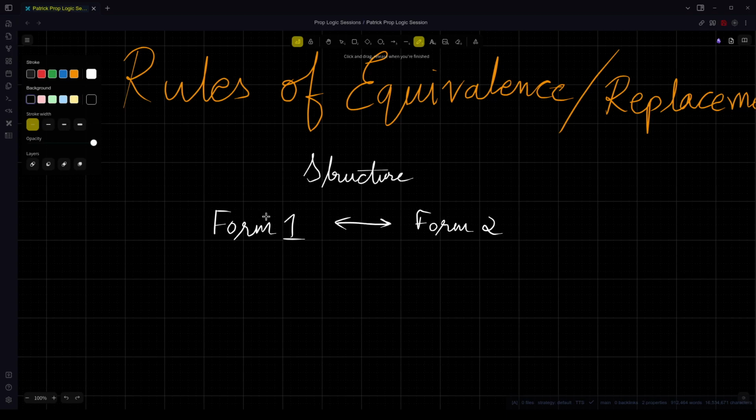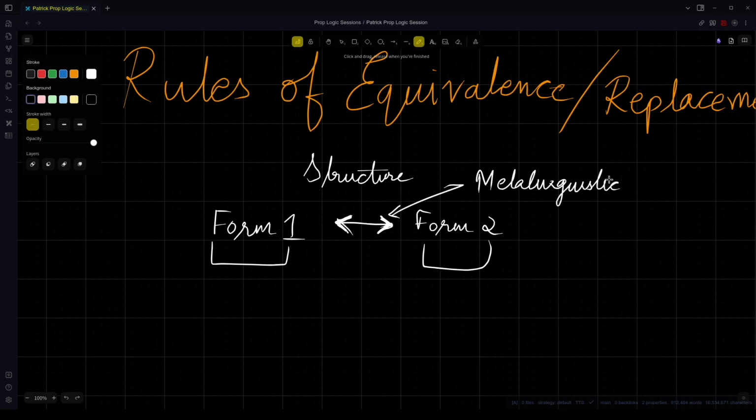Of these rules. So you have form one, and you have form two. Note that this looks like a biconditional symbol, right? But this actually is not a biconditional symbol. It looks the same, but this is actually a metalinguistic operator.